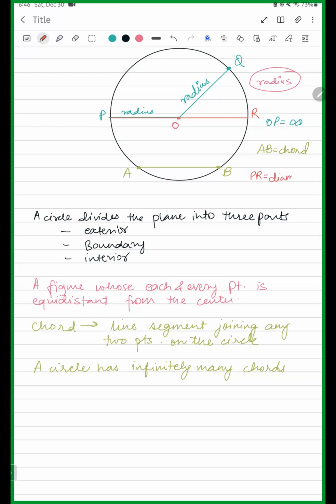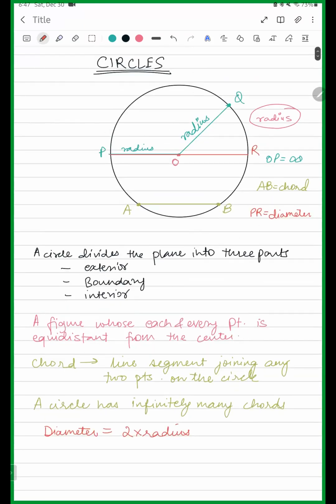And there's not just one diameter. Just like there are infinitely many radii, there are infinitely many chords. Similarly, there are infinitely many diameters. And diameter is twice of the radius. Or you can say radius is half of the diameter.